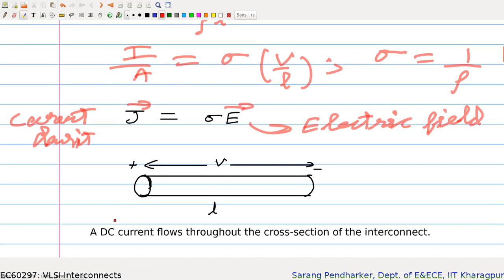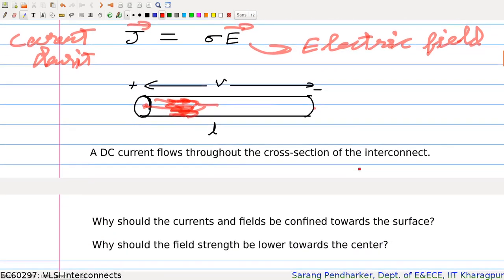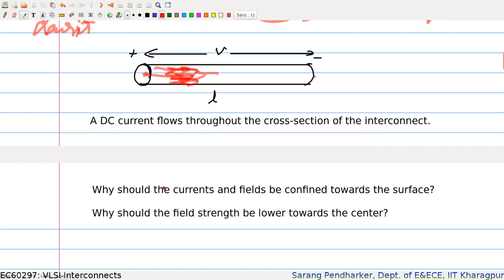So what happens is that a DC current, if the conductivity is uniform throughout the cross section of the interconnect, then this current flows uniformly throughout. Whatever is the electric field applied at that point, the current would be flowing throughout the cross section of my interconnect. However, as we stated at the beginning, the skin effect basically tells us that the currents and fields are confined more towards the surface.